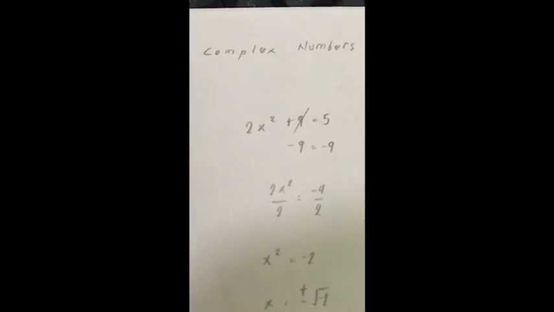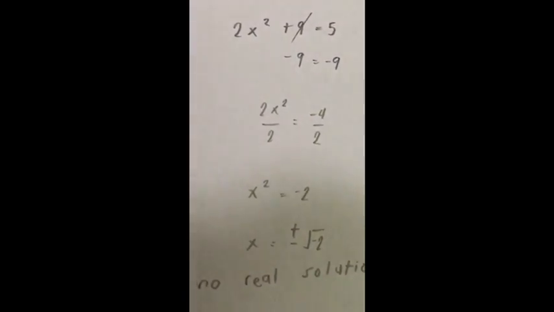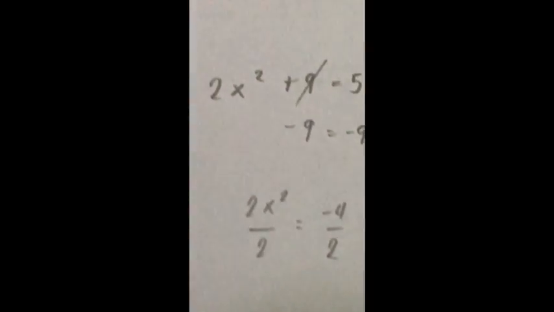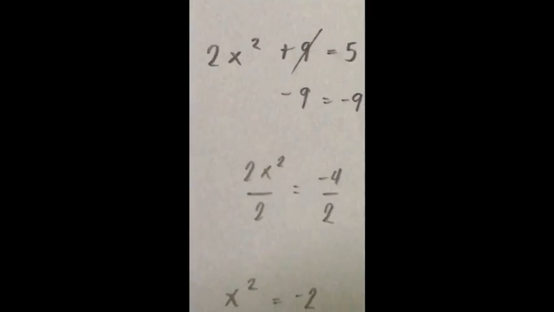I'll start with an example that shows where complex numbers come in handy, or not just handy, but are in fact necessary. 2x squared plus 9 equals 5. Take a look at this problem.